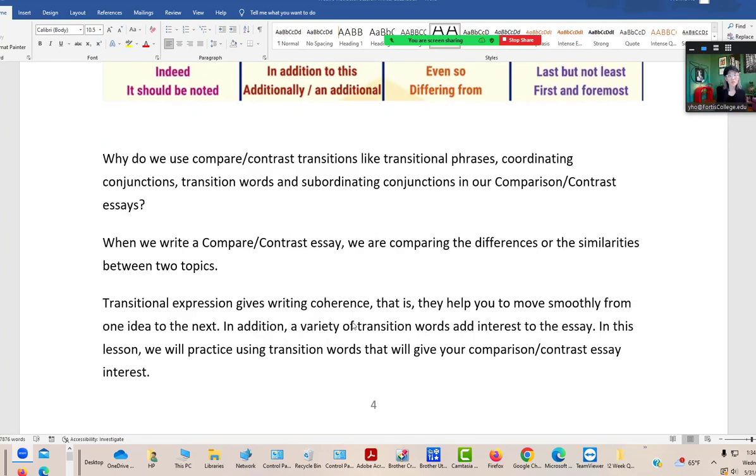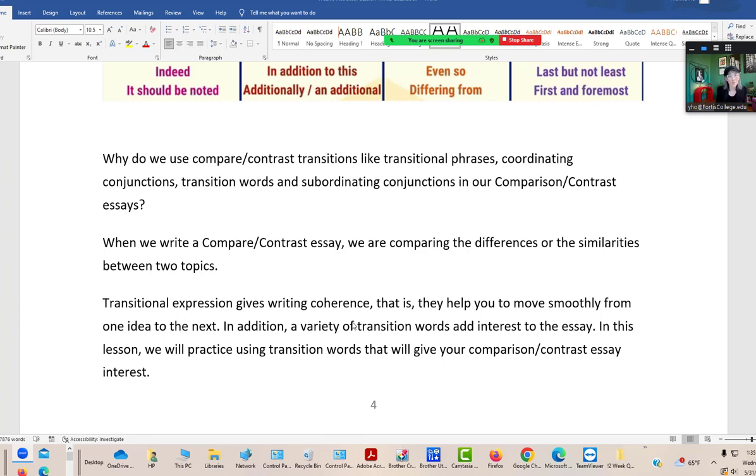So why do we use transition words? When we write a comparison-contrast essay, we are comparing the differences or similarities between two topics. Transitional expressions give writing coherence. That is, they help you to move smoothly from one idea to the next. In addition, a variety of transition words add interest to the essay.